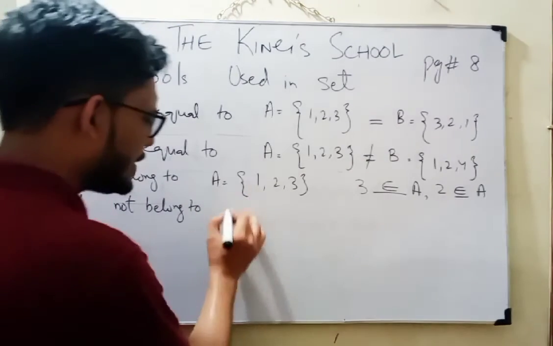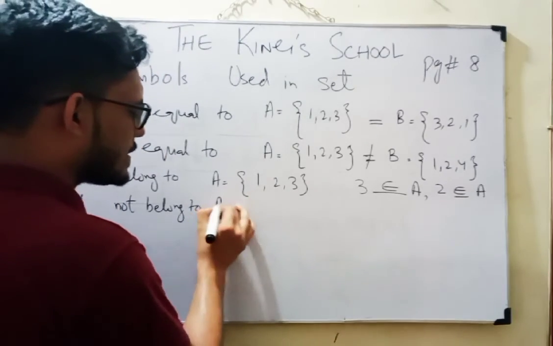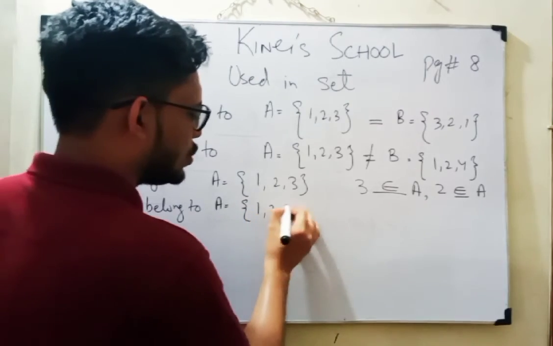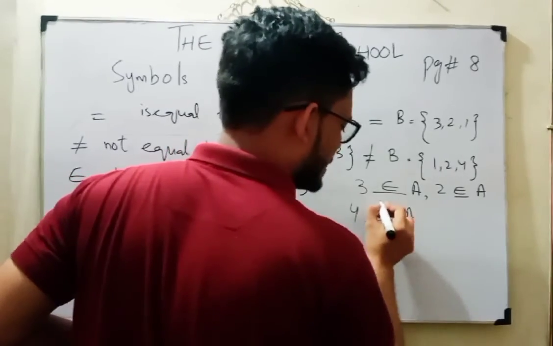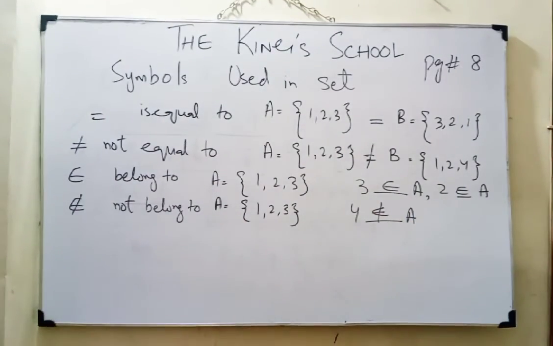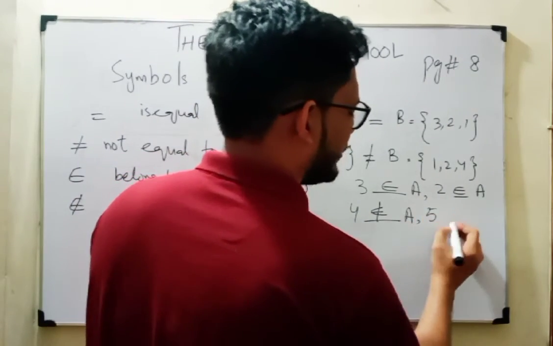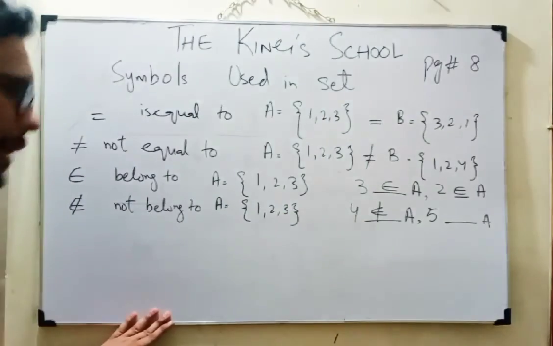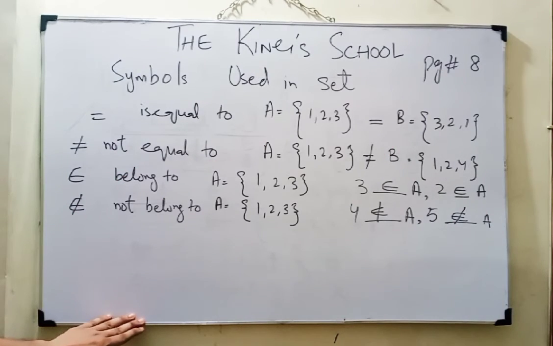Suppose the same example, A is a set in which the elements are 1, 2, 3, and I write 4 belongs to A. So obviously it is not a member of A. You can say that 4 is not belongs to A. Suppose I write 5. Does that belong to A or not? No, it does not belong to A. So we use this symbol.